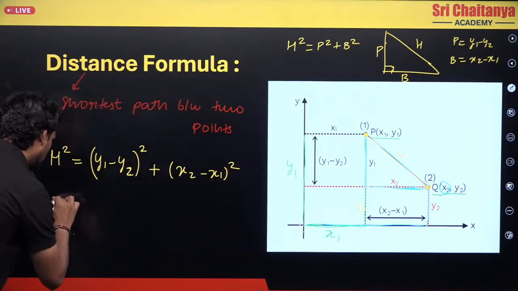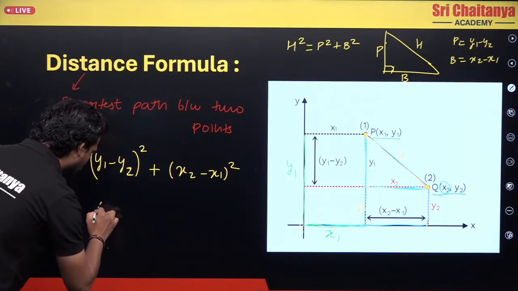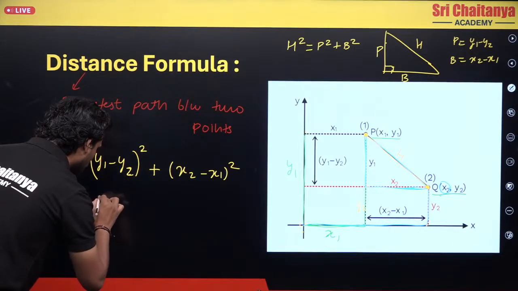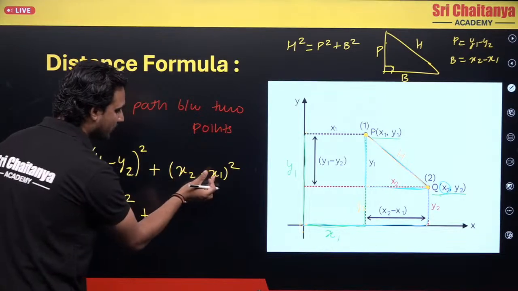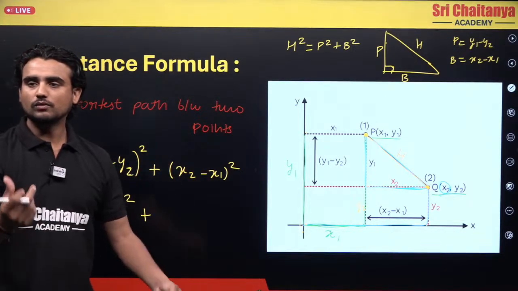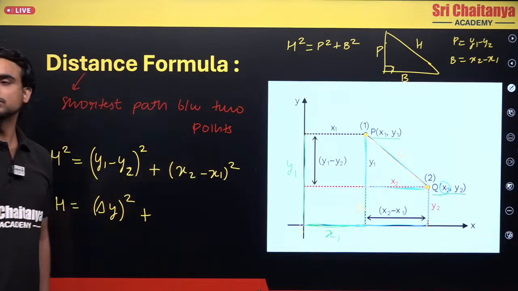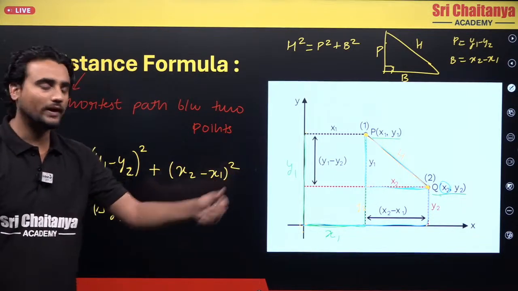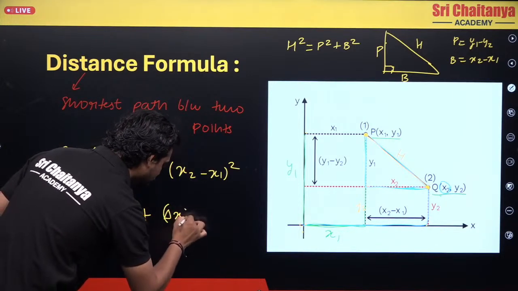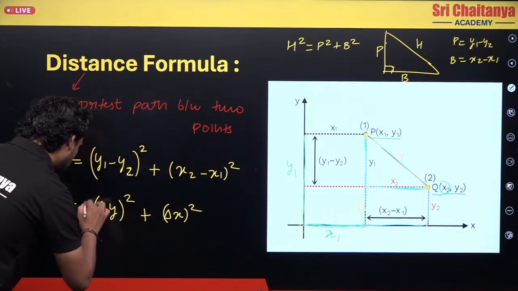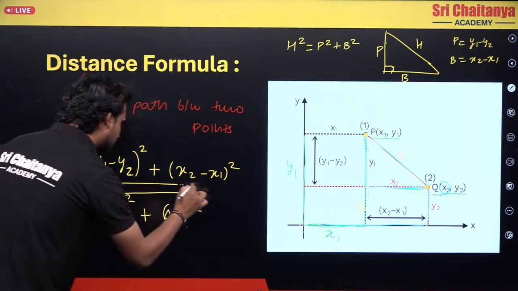So now what is H? What is y1 minus y2? It is delta y, the change in the y coordinate. Plus, what is x2 minus x1 whole square? If you look closely, x2 minus x1 or x1 minus x2 whole square is the same thing because it is square. So this is also delta x whole square. So under root. Why under root? Because I am removing the square here. So this is the distance formula.